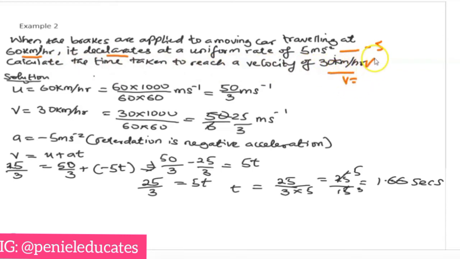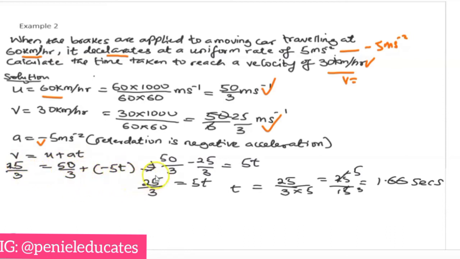Right, to get to this final velocity, we want to calculate the time taken because it decelerates at 5 meter per second squared. So we have our initial velocity to be this, which is in kilometer per hour. If you convert that to meter per second, like I said previously, 60 multiplied by 1000, that's going to give you this. Then you're going to have the final velocity to be this, convert that one also. The retardation, like I said, is a negative acceleration. That's why it's negative, right? So then put this in the first equation of motion. Then you're going to have 25 over 3 equals 50 over 3 minus 5t.